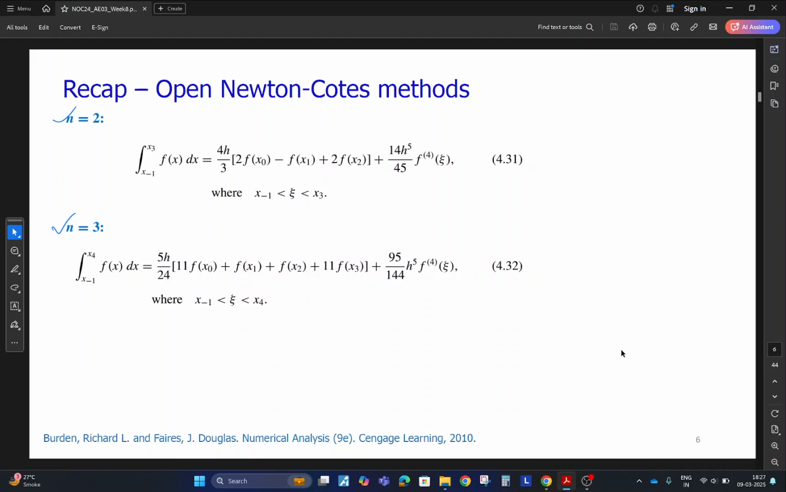When n equals 3, the formula as given in equation 4.32 takes on the form integral from x minus 1 to x4 of f(x) dx equals 5h by 24 times 11 times f at x0 plus f at x1 plus f at x2 plus 11 times f at x3, plus 95 by 144 h to the power 5 times the fourth derivative of f at xi, where once again x minus 1 is less than xi, which is less than x4.